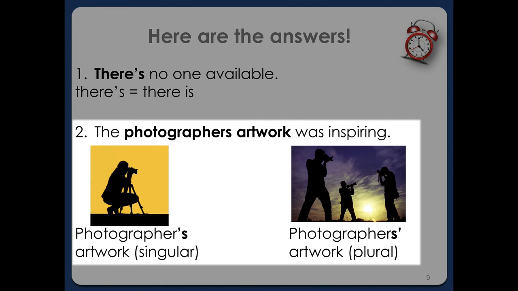When deciding the correct location of the apostrophe, we need to know whether the noun is singular or plural. So, if the writer is talking about one photographer, then we must use an apostrophe S. But if the writer is referring to more than one photographer, then the noun is plural. So, just add the apostrophe after the S.